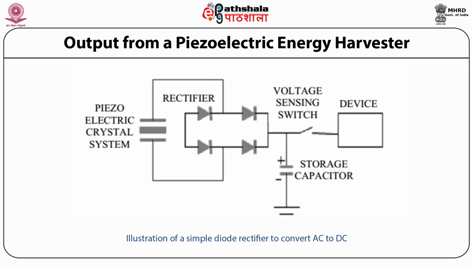This is followed by a storage capacitor, which gets charged by the rectifier up to a pre-decided voltage at which the switch closes and the capacitor discharges through the device. In this way, the energy can be stored in the capacitor and can be discharged when required.